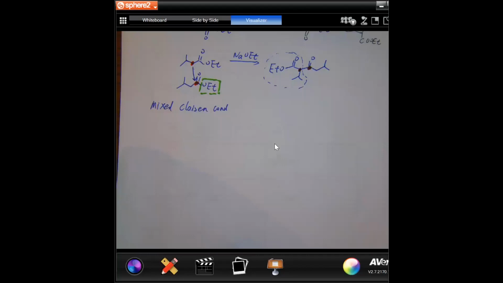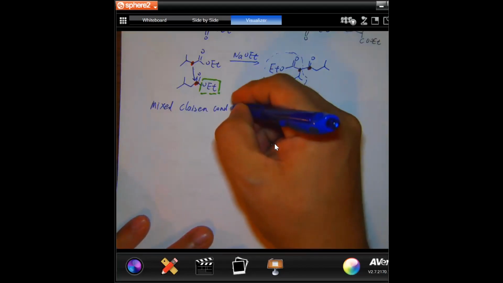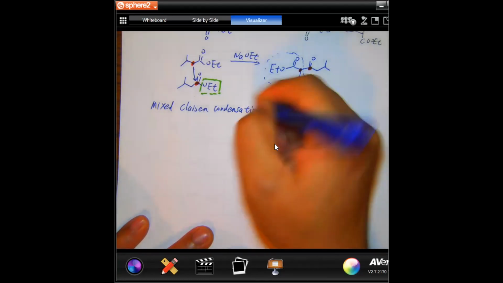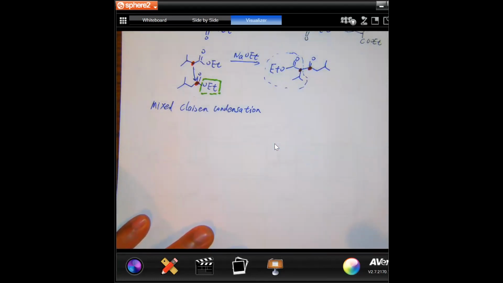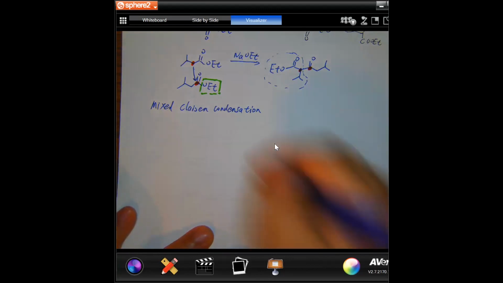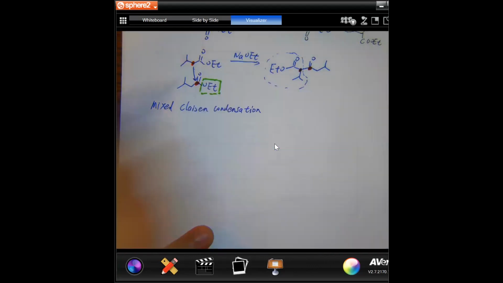Okay, all right. So, mixed Claisen condensation. Mixed condensation is actually less useful, because you generally get a mixture that has a lot of products inside. But it is pretty useful for the exam and quiz, because that's a good way to learn how to draw the Claisen condensation product.